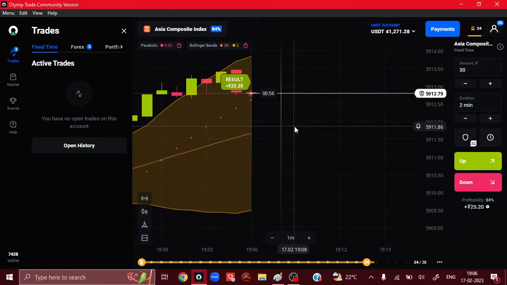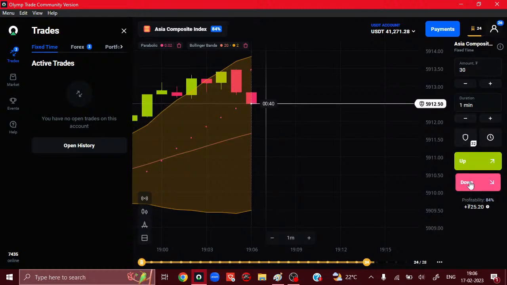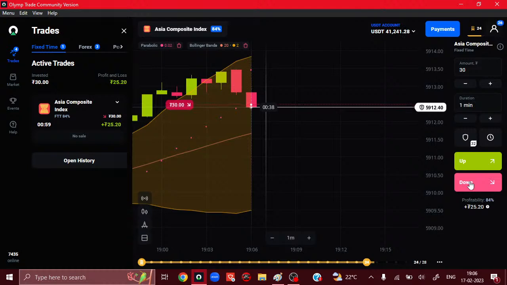Okay, guys, we won this trade. So this is how to use the Bollinger Bands. The parabolic has also shifted, so I will again try another trade for 1 minute in the downward direction. Guys, if you have any doubts, please feel free to ask in the live chat.